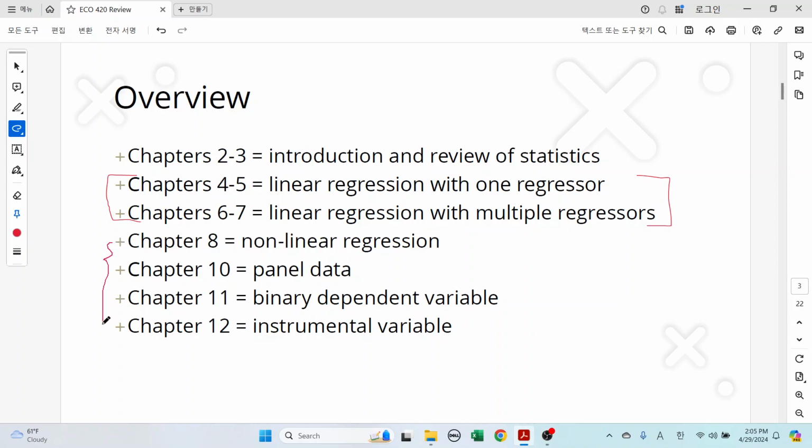And then these four chapters are more practical and applicable: nonlinear regression, panel data regression, binary dependent variable regression, instrumental variable regression. These are specific to the data structure or certain aspects of the data. So they are different, and you may combine them. For example, you may think about panel data with nonlinear regression, or binary dependent variable with instrumental variable. Those are possible. So they are more specific topics, which is important, right?